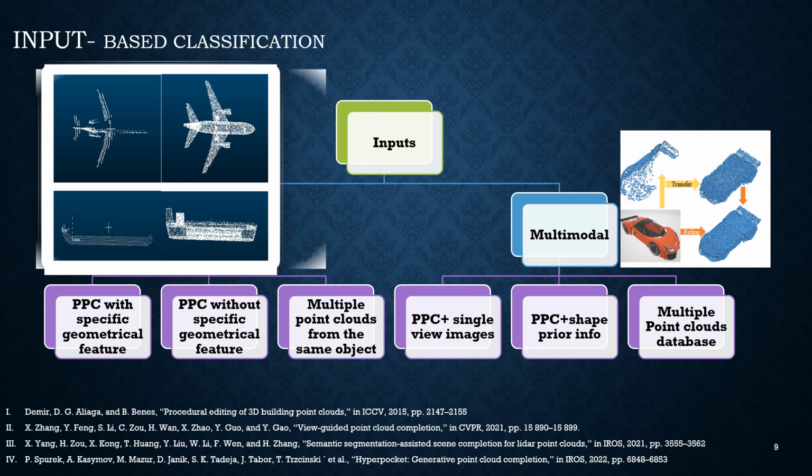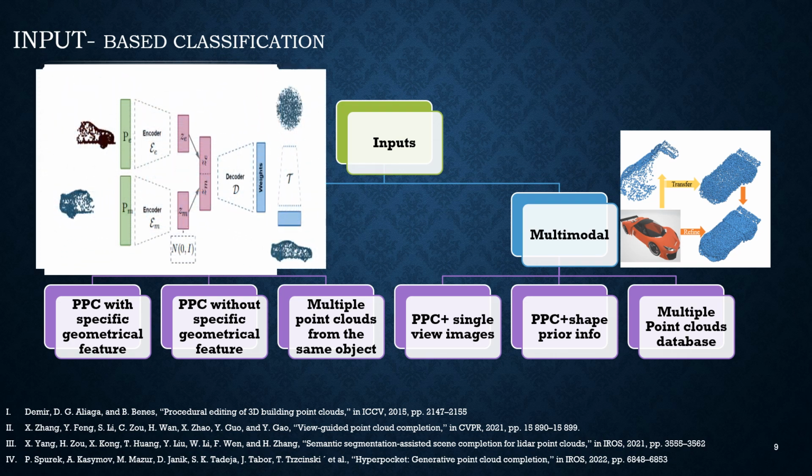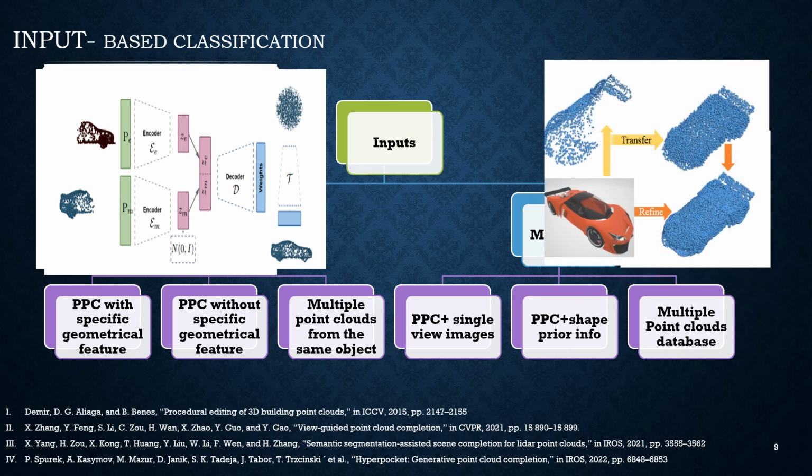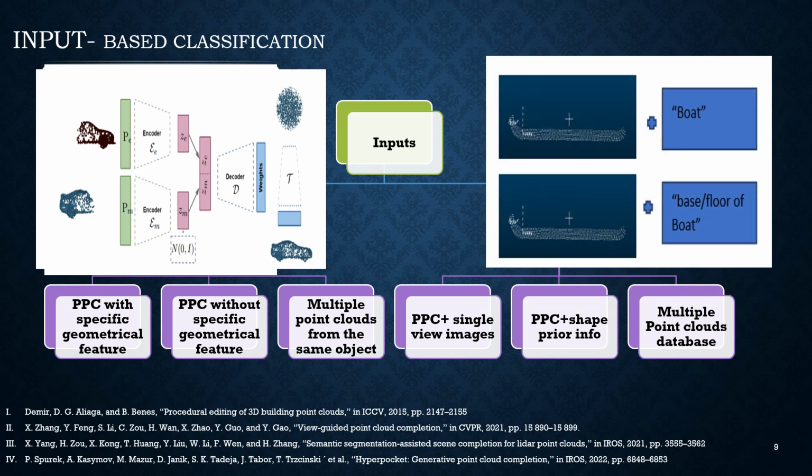There are a few papers that use two partial inputs of the same object as complementary inputs. Many recent works use multimodal inputs for improved completion results. These multimodal inputs can be a combination of partial point clouds with single view RGB images or with shape prior information like object labels or semantic data from a point cloud database.